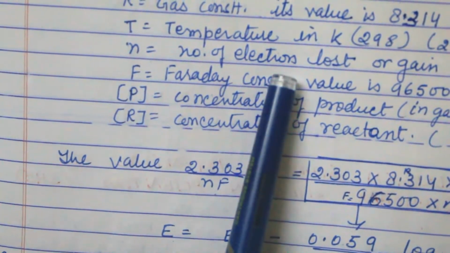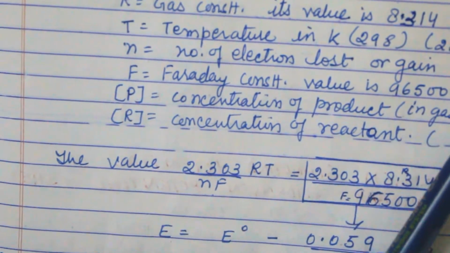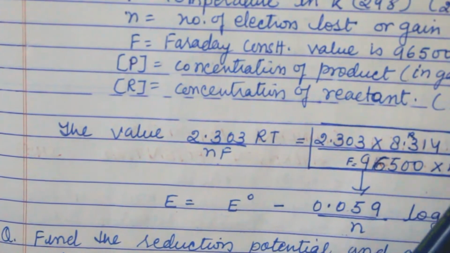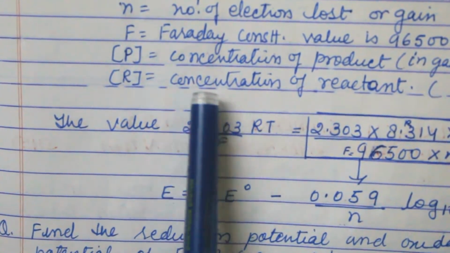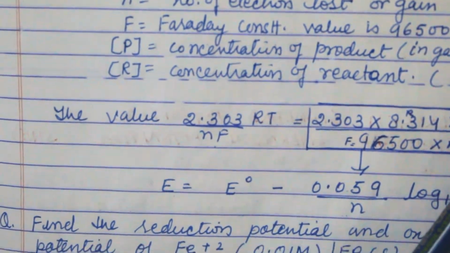N is the number of electrons lost or gained. F is the Faraday constant, its value is 96500 coulomb. P is the concentration of product in the gaseous state, it is 1 atmosphere, and R is the concentration of reactant in the gaseous state, it is also 1 atm.